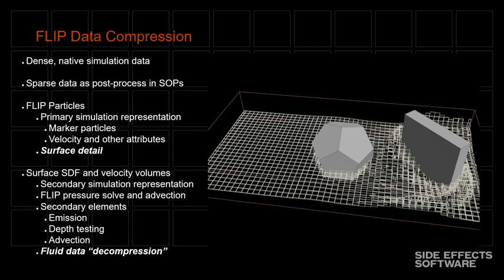We also, within the flip solver, are creating secondary volumes or fields, both a signed distance field for the surface, and a vector field for the velocity. And these are used in the solve process for things like the pressure solve and advection of the particles within the velocity field. With the whitewater solver, we typically will save these secondary volumes to disk as well, because it's so useful for doing these secondary elements like whitewater. You can use the surface signed distance field for depth testing, and the vector field for velocity for things like advecting the secondary particles around with the fluid.